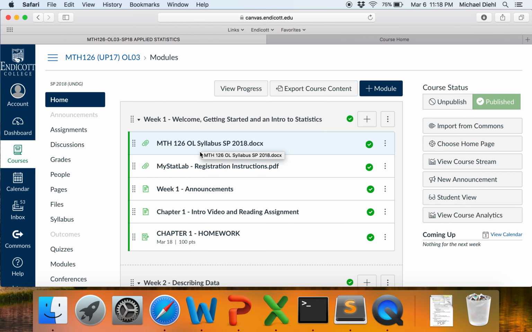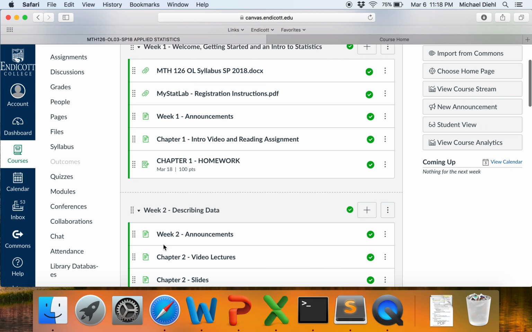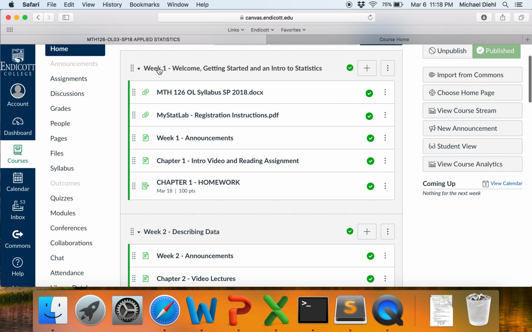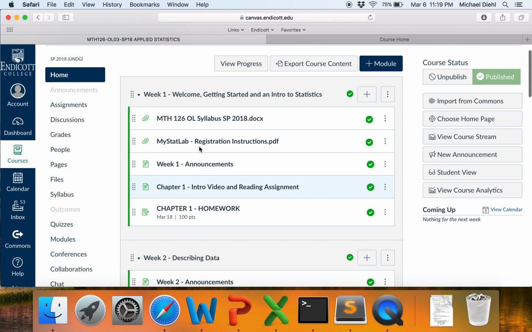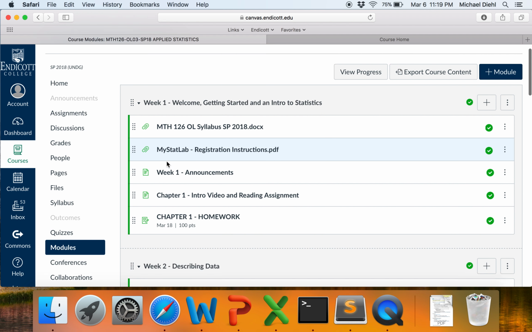So that's right here. While we're in Canvas, let me say what the format of a typical week in our course is. The course is split up into modules. If your screen doesn't already look like this, if you click on modules on the left here, it'll hopefully make it look like this.